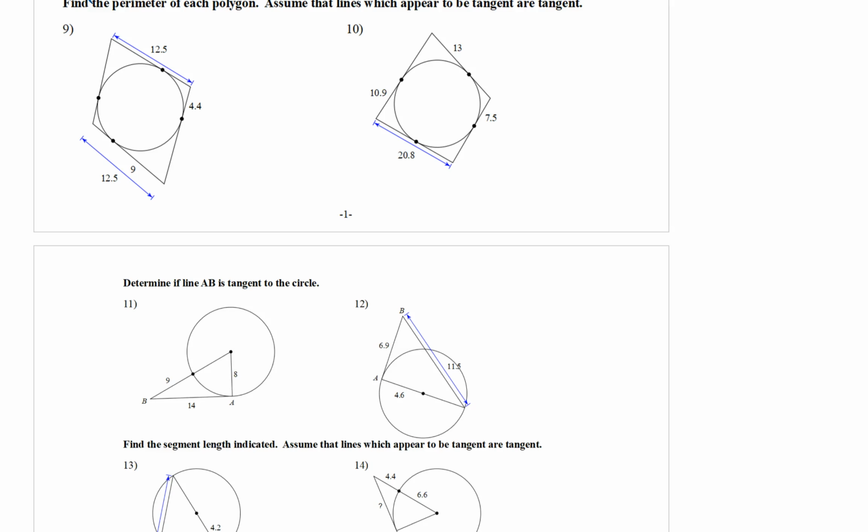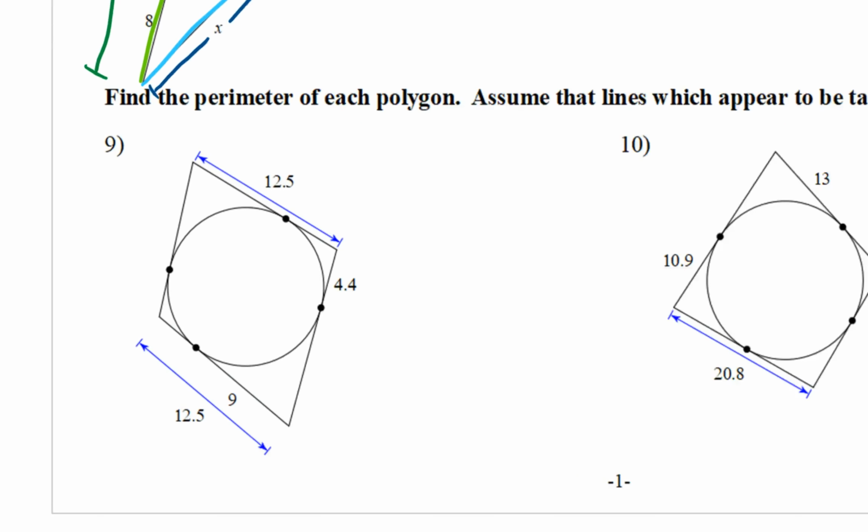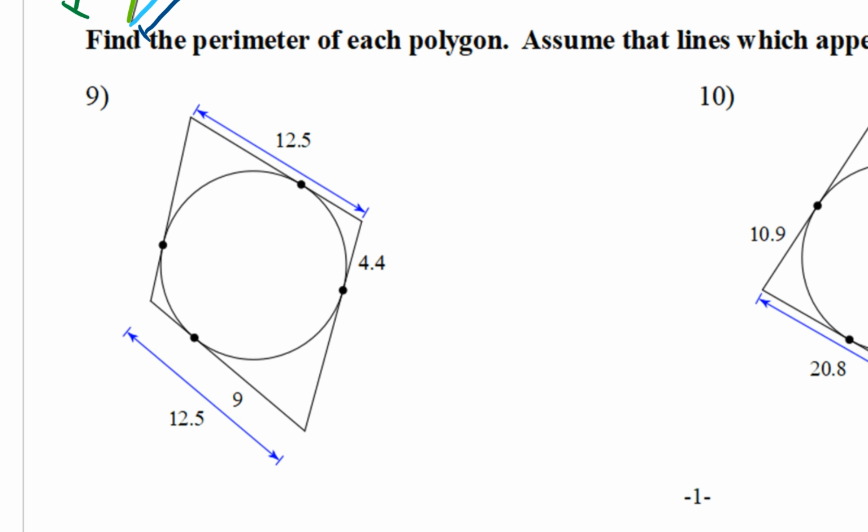In this video, we're going to look at 3 different types of problems that you can be asked about tangent lines and their relationship to a circle. So the first type of problem is one where they ask you to find the perimeter of a shape that has all 4 sides tangent to the circle.